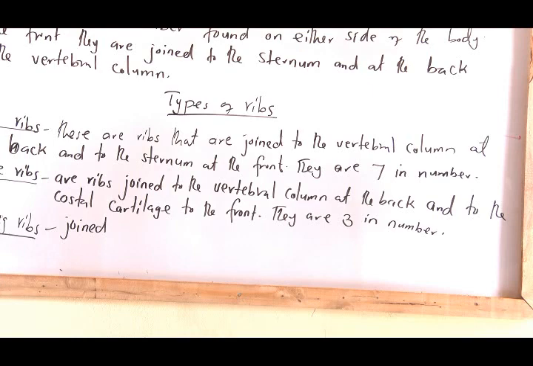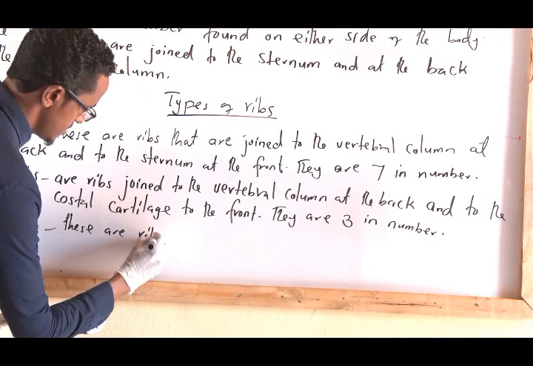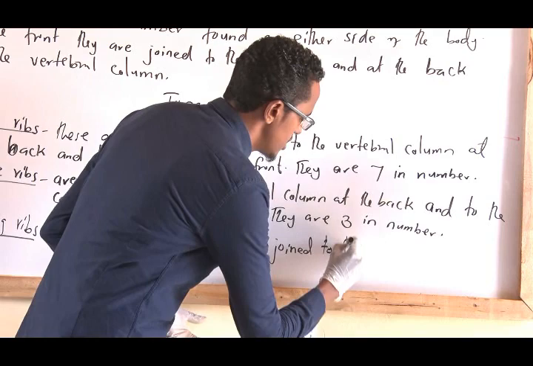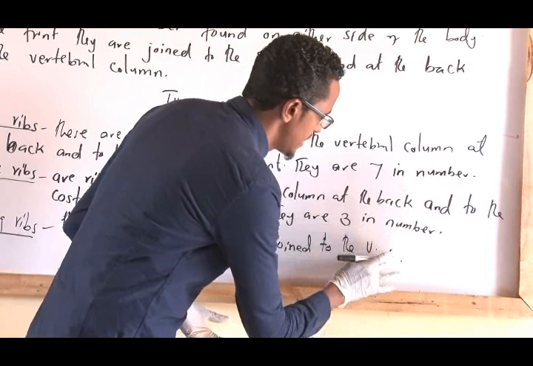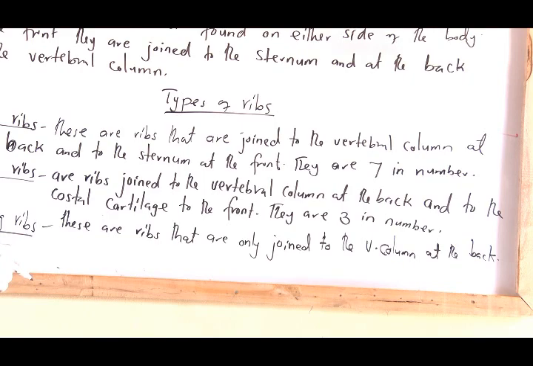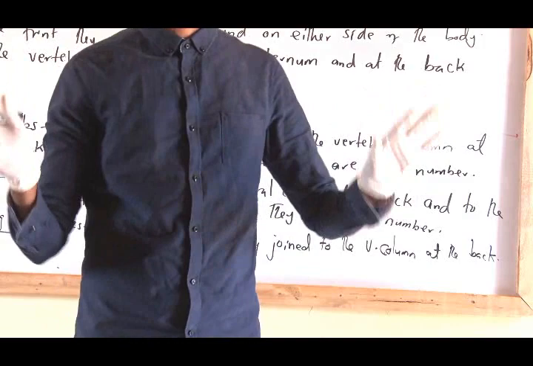These are hips that are only joined to the vertebral column at the back. What holds them at the front? Nothing. As the name suggests, they are hanging. At the front, they are hanging.